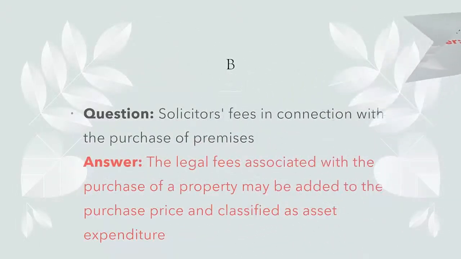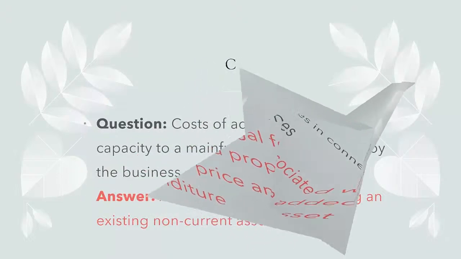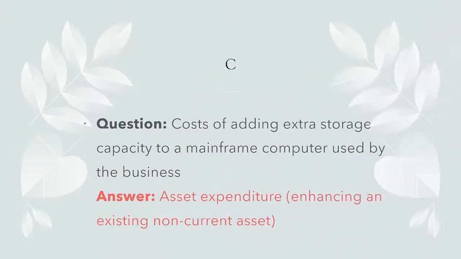B. Solicitor's fees in connection with the purchase of premises. Asset expenditure. Why? When purchasing premises, any additional costs incurred that directly relate to acquiring the asset, like legal fees, stamp duty, or transfer costs, are added to the cost of the premises. These fees are considered part of the total cost of acquiring the non-current asset and are therefore classified as asset expenditure.